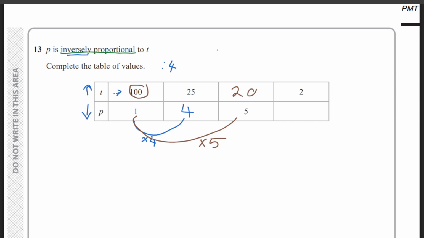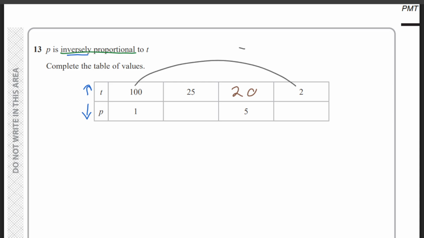Now let's erase all this and let's do the last one. Now, the last one, we can do what? We can do, think of 100 divided by 50 is 2. And that means 1 times 50 is 50. That's one way of doing it.